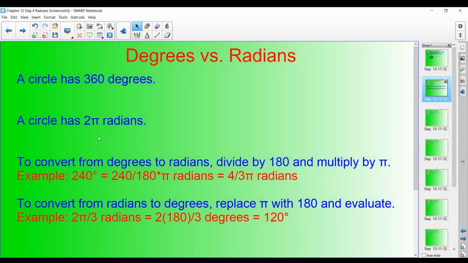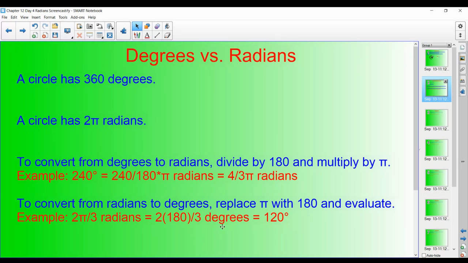So if I give you degrees and want it in radians, or I give you radians and you want it in degrees, we can convert. Converting from degrees to radians, we're going to multiply by pi and divide by 180 because they're the same, they're just in different units. This is unit conversion similar to science, where you had to convert minutes to hours, or hours to seconds. So for 240 degrees, multiply by pi, divide by 180, and simplify. 240 divided by 180 is 4/3, times pi is 4/3 pi radians.